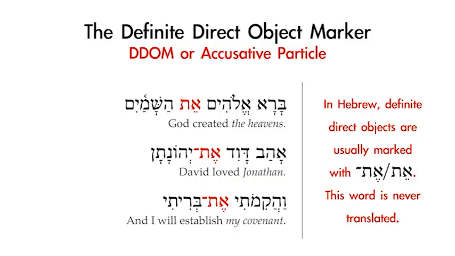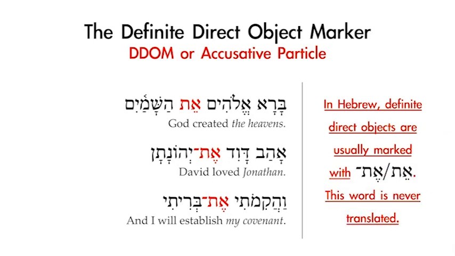There's one more item to cover in this chapter, and that's the issue of the definite direct object marker, frequently abbreviated DDOM because it's a mouthful to say definite direct object marker every time. Some grammars prefer to call it the accusative particle. And here's what the definite direct object marker is. In Hebrew, definite direct objects are usually marked with eth. This word is never translated.